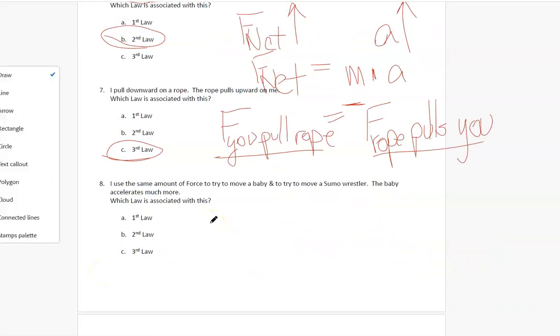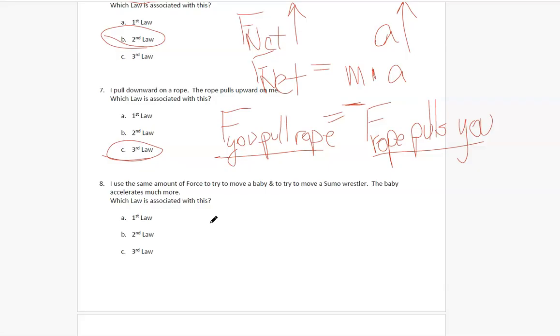Number 8, I use the same amount of force to try to move a baby and to try to move a sumo wrestler. Now, those of you who may not be familiar with sumo wrestlers, this is a very famous Japanese sport. It's their national sport, and sumo wrestlers tend to be very, very large individuals. They tend to be in the ballpark of over 400 pounds very frequently. So much more mass than a baby has. All right. The baby accelerates more.